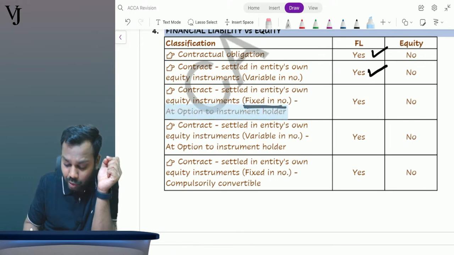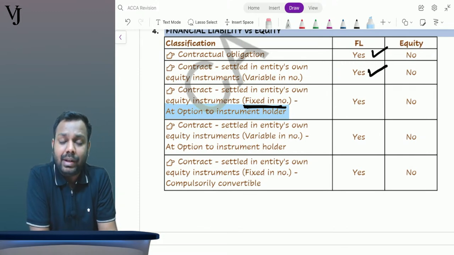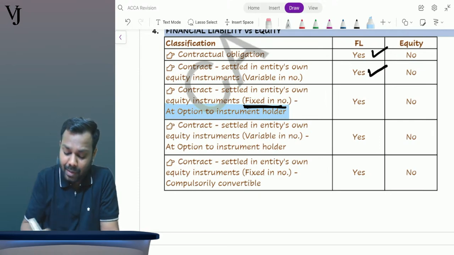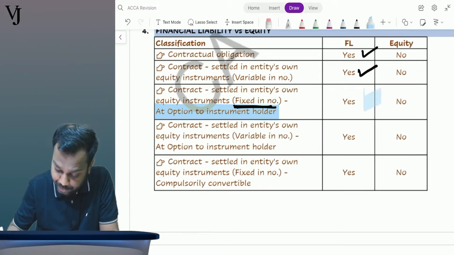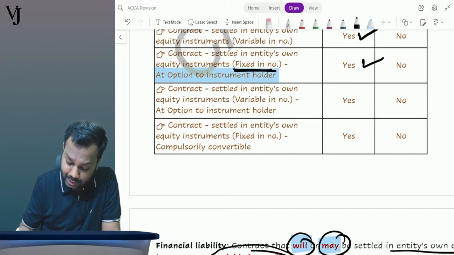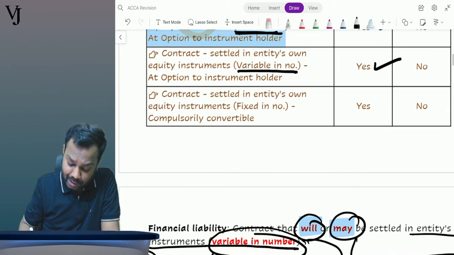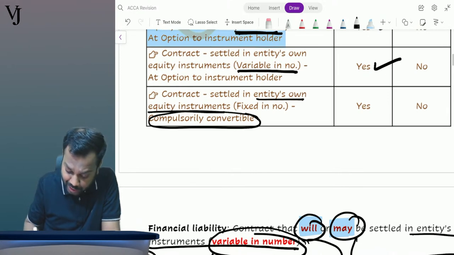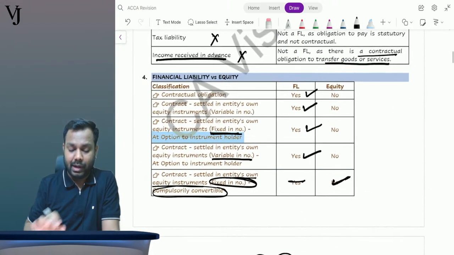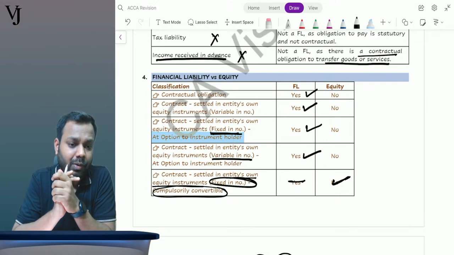At an option to the instrument holder, meaning the instrument holder has an option, and they come for cash at the time of redemption, can I deny? No. If I cannot deny, meaning thereby it is a financial liability again. A contract that will be settled in the entity's own equity instruments that are variable in number is a financial liability. A contract that will be settled in the entity's own equity instruments that are compulsorily convertible and fixed in number will be called equity. So this is the crux of the classification between financial liability and equity instruments. I hope that is clear to all of you.